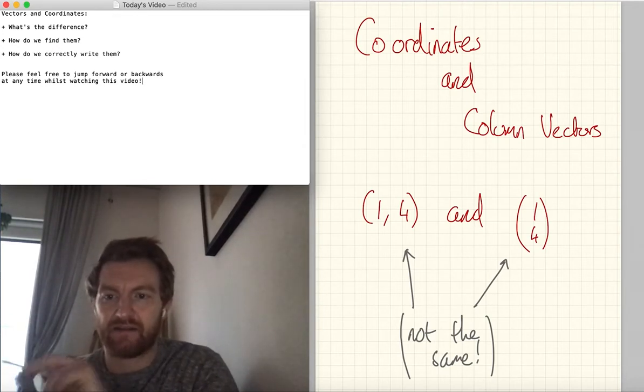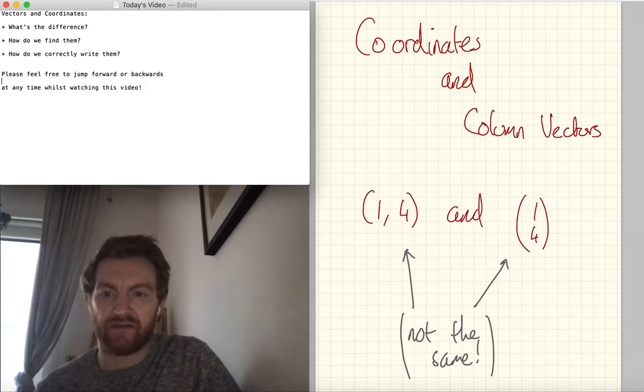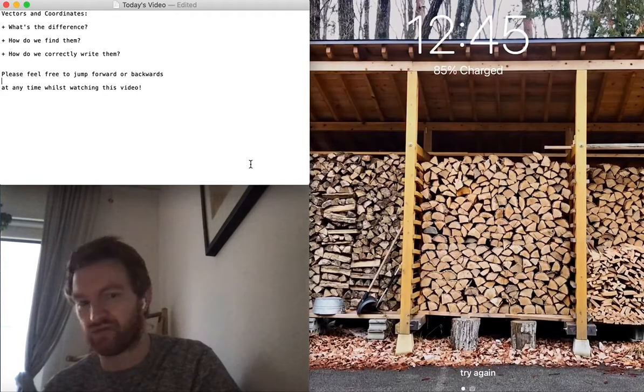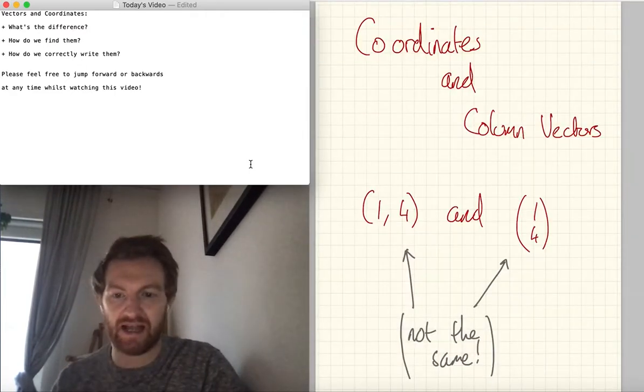Like it says in the little notes up there, if at any point you're thinking, oh, I can do this quite easily, please do feel free to just skip forward a bit, or if you don't understand anything, then obviously go back and you can review it. So let's jump straight in. So coordinates and column vectors.